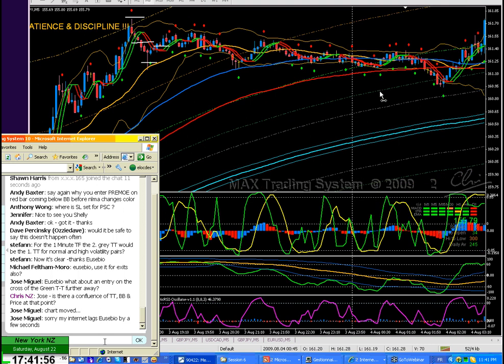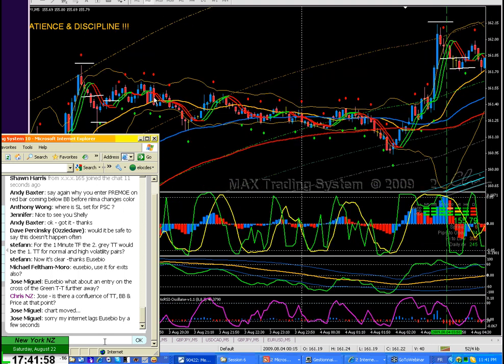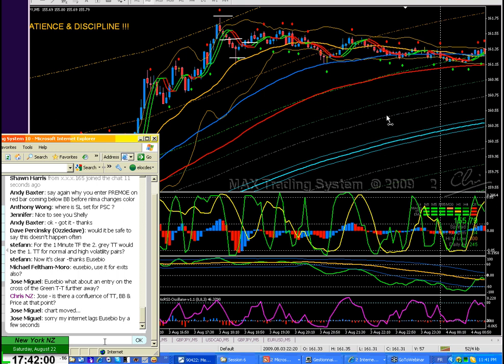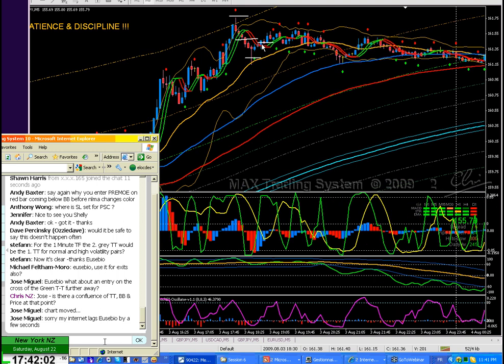But the advice with the Primo: at the first sign of danger, you exit. But as long as the non-lag line keeps the same color, you can stay in it. So certainly not here, okay?